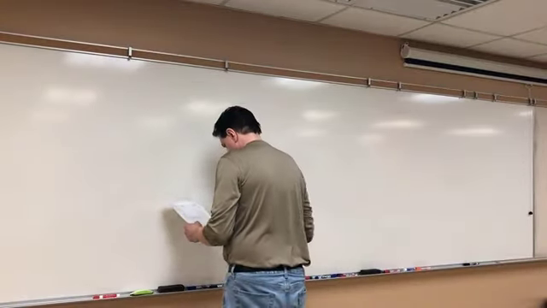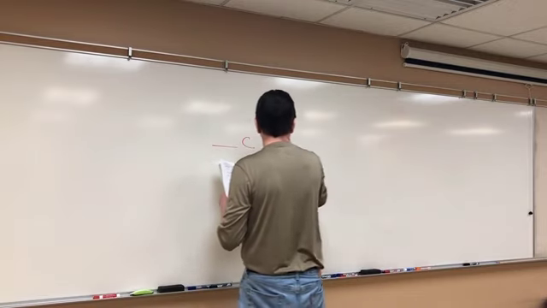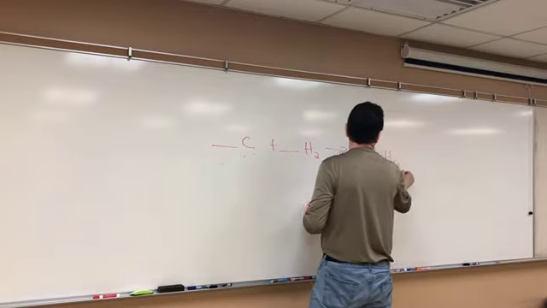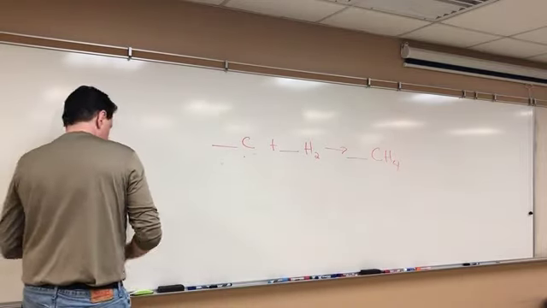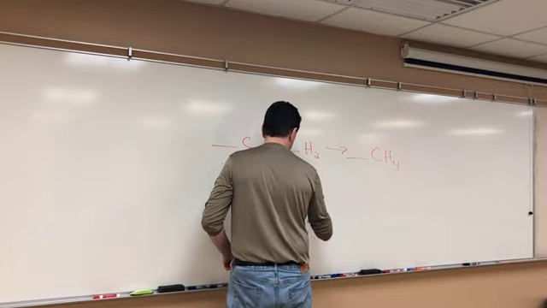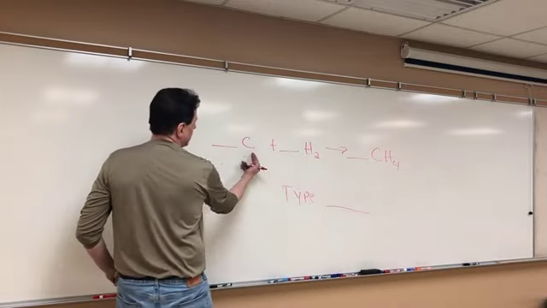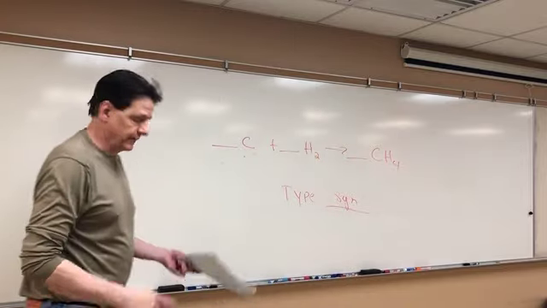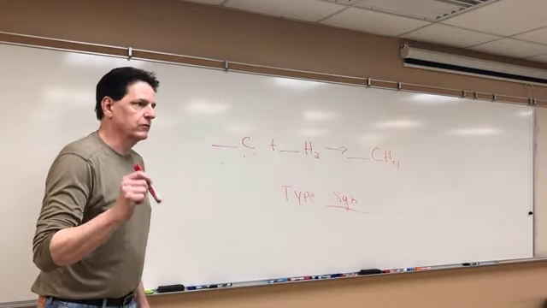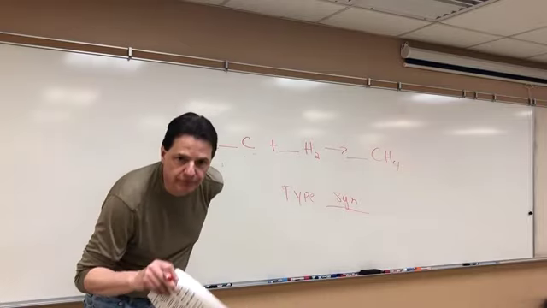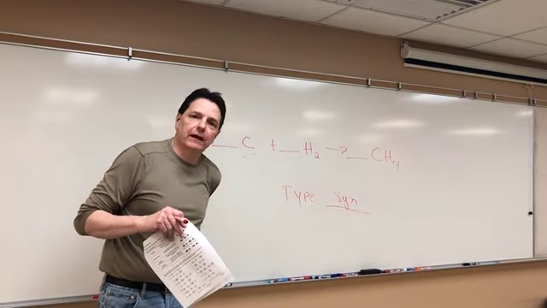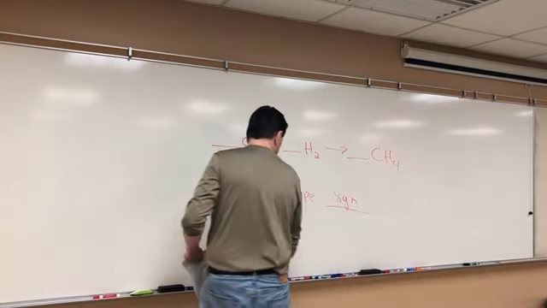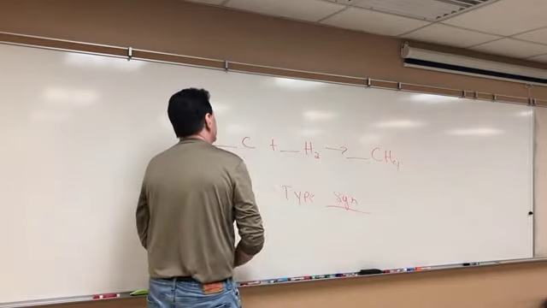Next one, we've got C plus H2 going to CH4. First up, let's type it. A plus B makes AB, synthesis. Again, when you're typing, don't look for the exact match. Look for the best fit. Okay, you've got 5 families to choose from. Choose the best family.